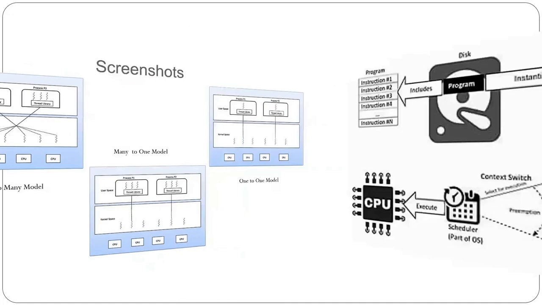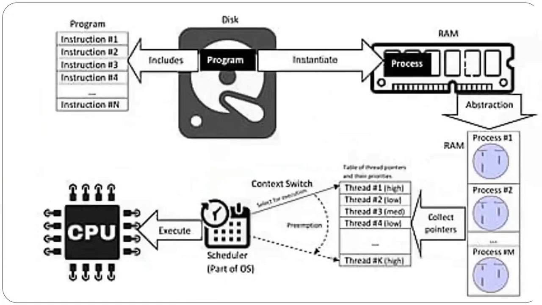Next. In this image, you can clearly see how the program works. It initiates process 1 and process 2 with their threads, and a context switch at last will schedule and execute them on the CPU.